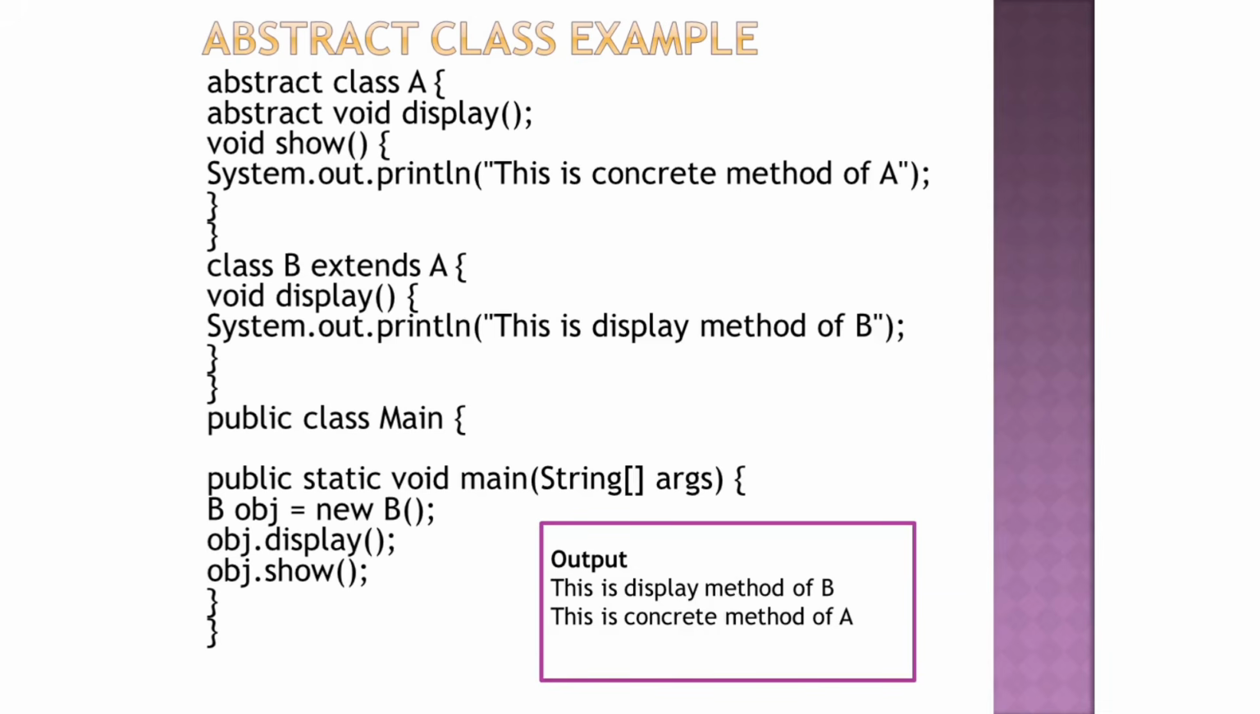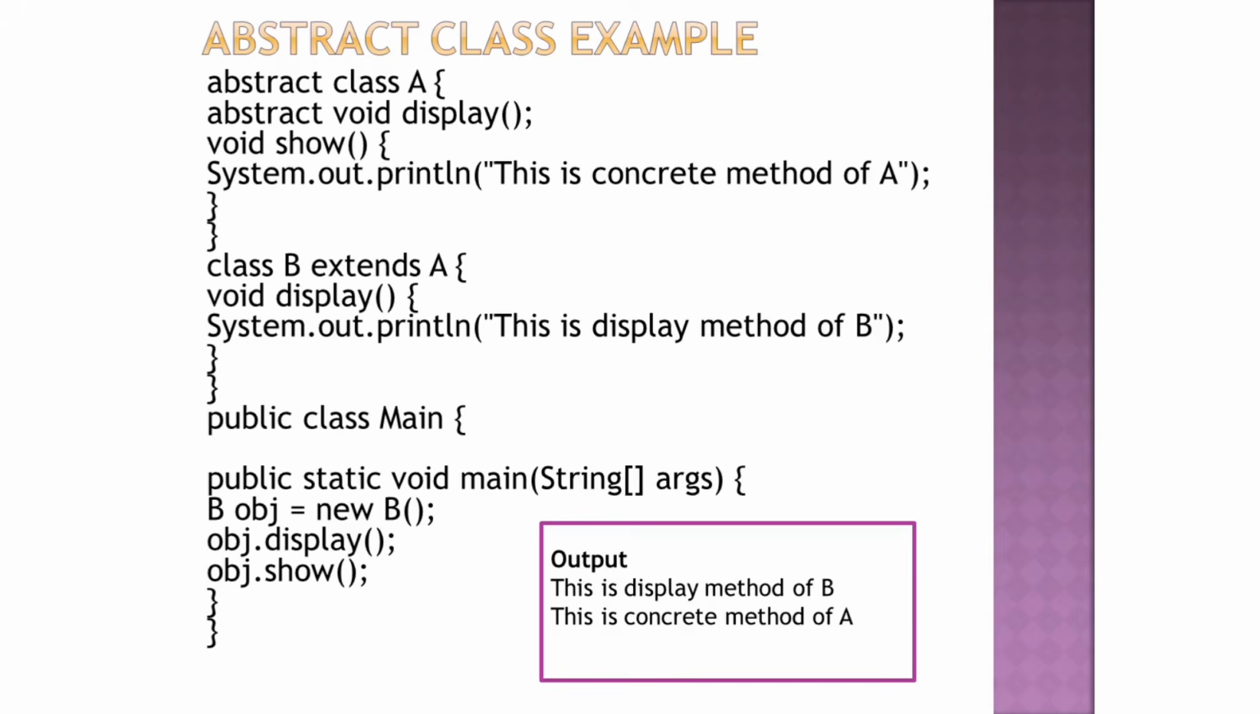This program clearly demonstrates an important concept. The abstract parent class provides a common structure and concrete functionality, while the child class provides the implementation of the abstract method. So this is a very simple, important example of abstraction using an abstract class.